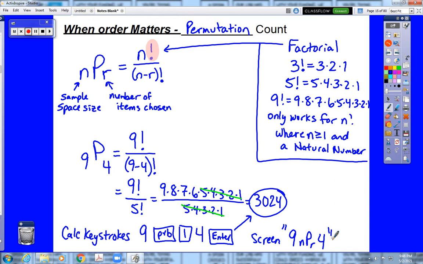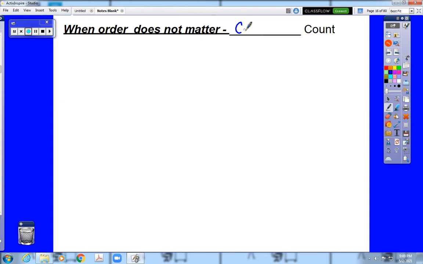Okay? So that's what we do when order matters. We do a permutation count. When order does not matter, then we do a combination count. A combination count is that other notation you saw, NCR.